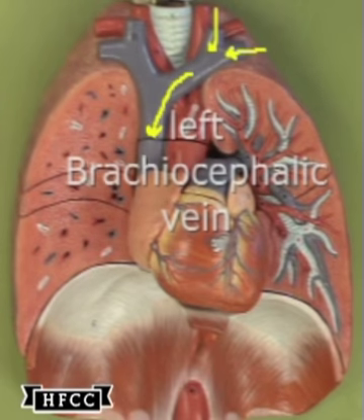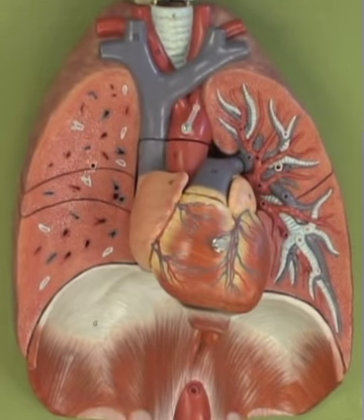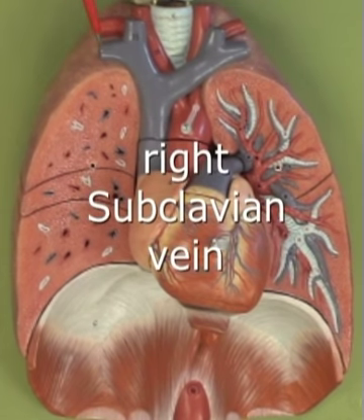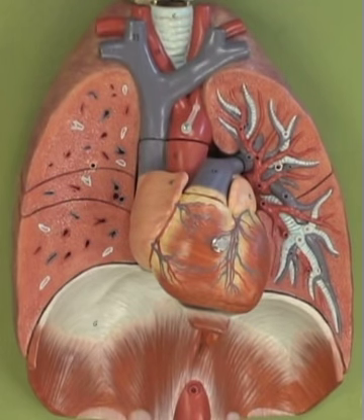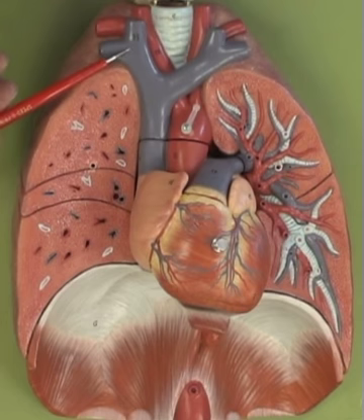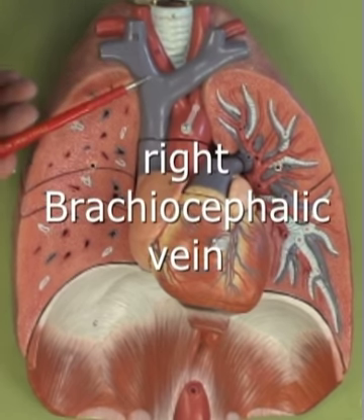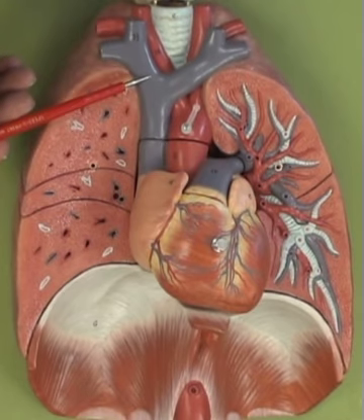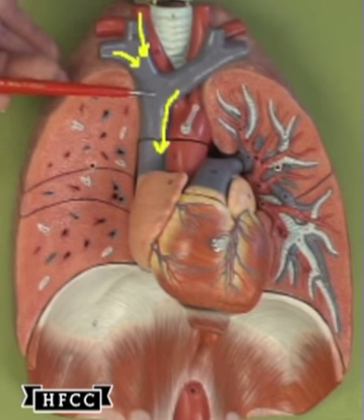The right internal jugular vein, right there, along with the right subclavian vein. And then those two would coalesce to form this vessel here, the right brachiocephalic vein, once called the innominate vein, an old term, not really used much anymore. And the arrows show the direction of blood flow of the blood returning to the heart through the superior vena cava.